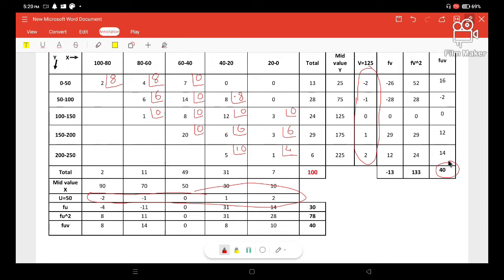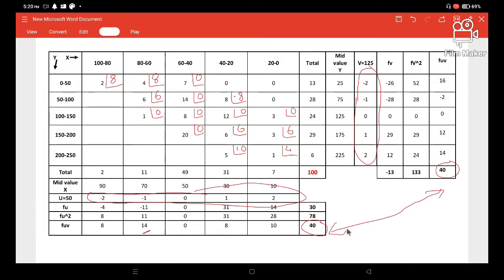Now if your calculations are correct, the horizontal sigma fuv should also be 40, so that in this way you can make a tally. So let's make the total. 8, which is 8 as it is, 8 plus 6, which is 14, this is 0, minus 8 plus 6 and plus 10, so 16 minus 8 is plus 8, and then 6 plus 4, which is 10. So when you make the total, 8 plus 14 is 22, 22 plus 8 is 30, 30 plus 10 is 40. So both ways, horizontally or vertically, sigma fuv is the same, so your calculations are correct.